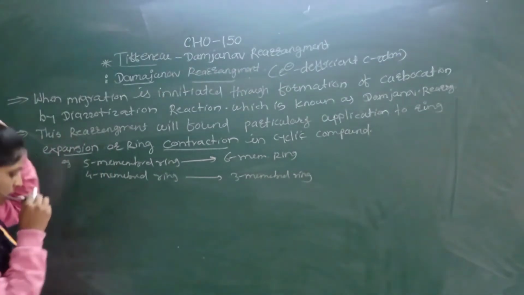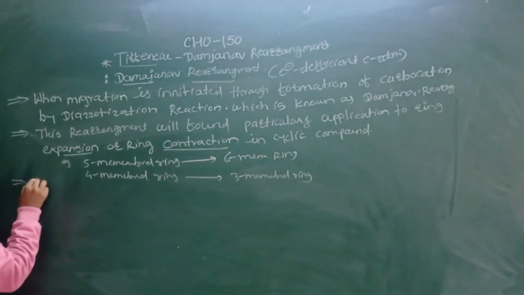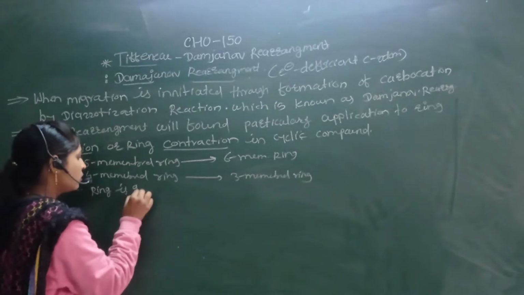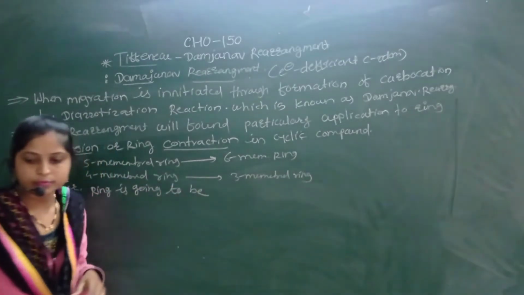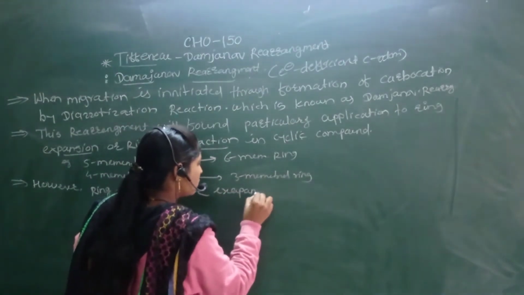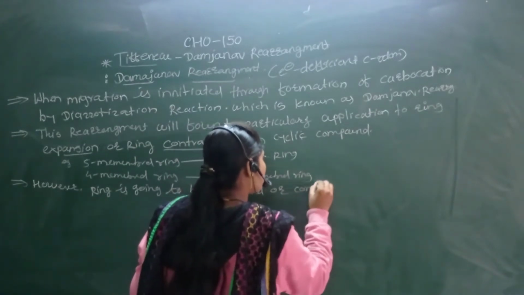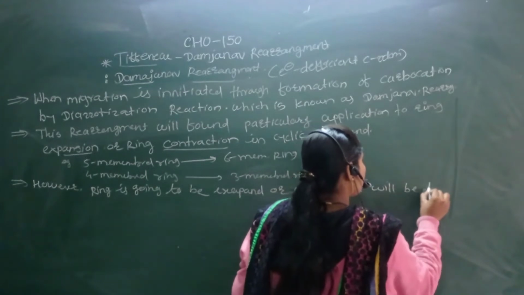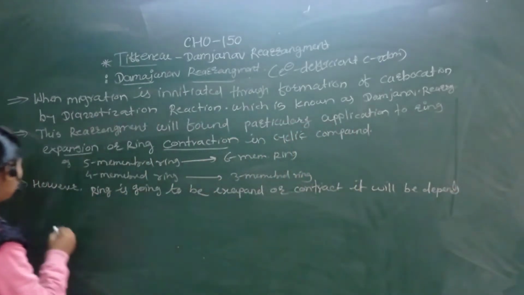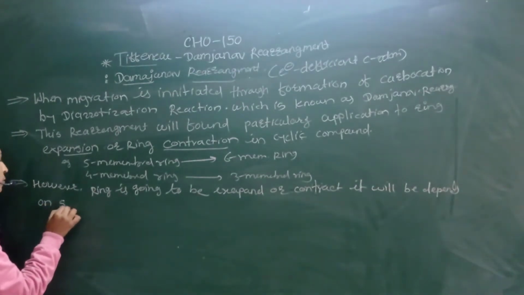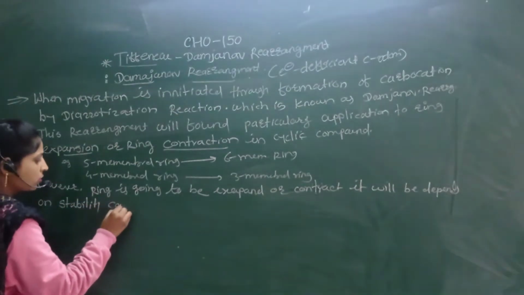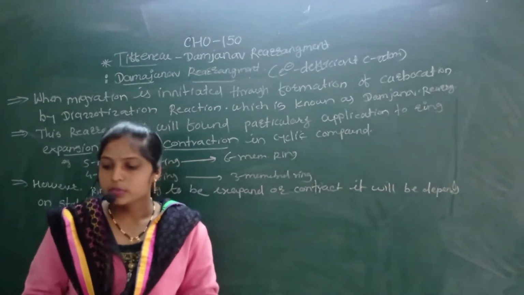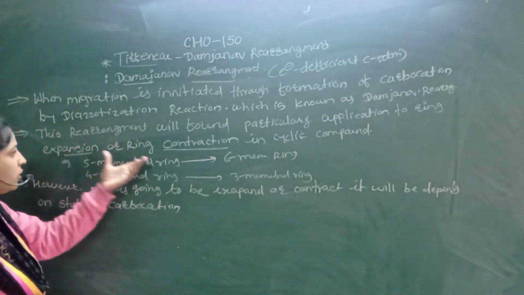Then, whether the ring is going to expand or contract will depend on the stability of the carbocation. This is the important thing. Whether the ring expands or contracts depends on the stability of the carbocation in the reaction. Okay, remember these three things very well.